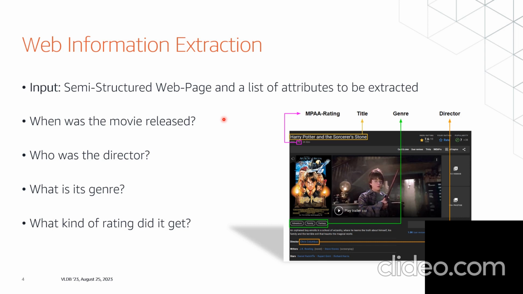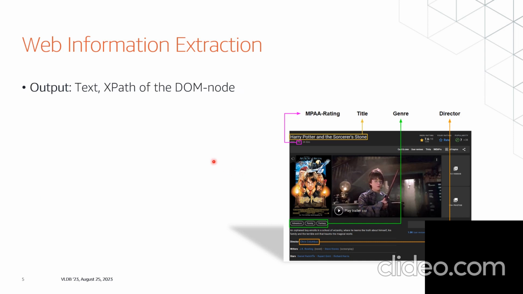If you look at the example on the right, we might be interested in key information such as when this movie was released, who the director was, what genre it was, what the runtime was, and so on and so forth. As you can see, all this information does appear on the web page itself, from the human annotation. As an output of this task, we require that the model returns the corresponding text for each attribute and the XPath of the DOM node in the HTML structure where this text appears.